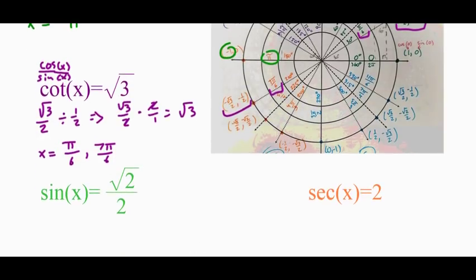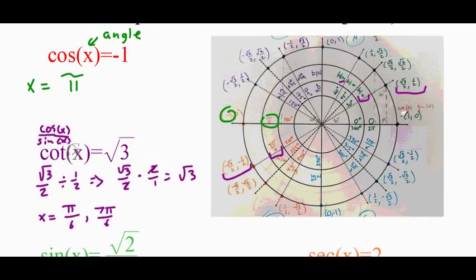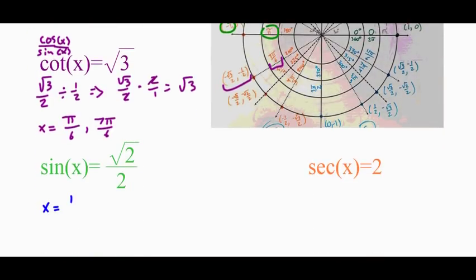Let's try another one. Here, I've got sine of x is square root of 2 over 2. So I'm trying to find the angle that has a sine ratio of square root of 2 over 2. I'm going to look up here at my unit circle. Again, I'm going to look at the y's, and I see there's one right there. And so this angle is pi over 4. So there's my first one, pi over 4.